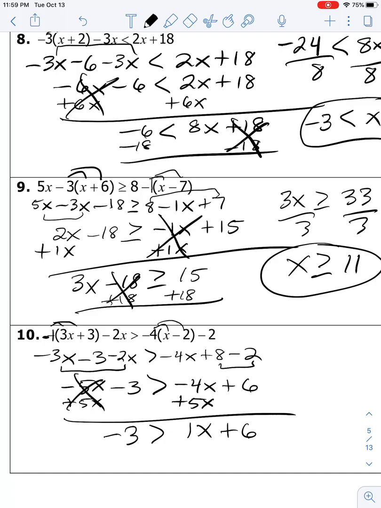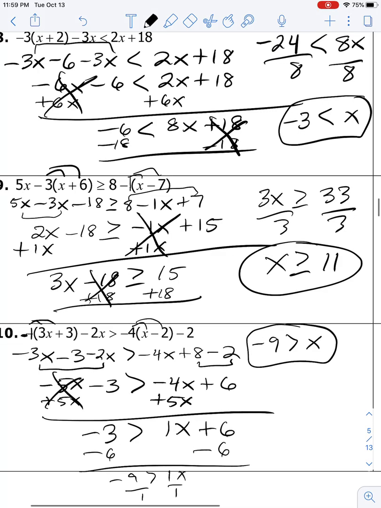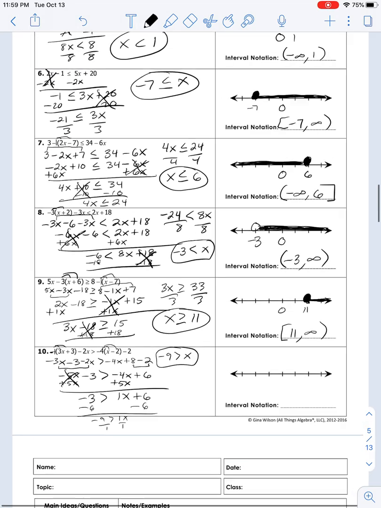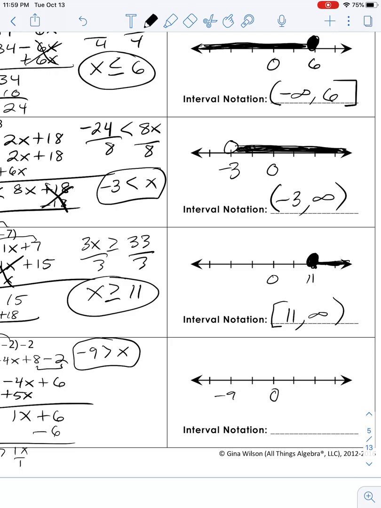So now what we've got is we're going to subtract 6, which is negative 9 is greater than 1x, divide by 1, and we get negative 9 is greater than x. I know the x is on the right. It's fine. Okay, you just have to know which part is facing the x. So negative 9 would be right here. It is an open circle, and pointy part is facing the x, so that means shade left.